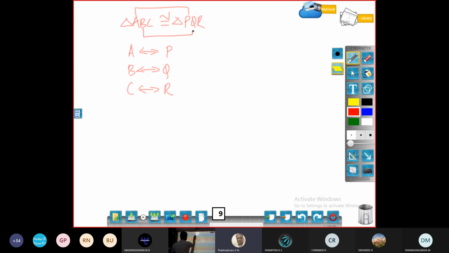The second position should be B and Q only. The third one should be C and R only. So you cannot write triangle ABC congruent to triangle RQP. You cannot write like this. This is wrong. If A corresponds to P, B corresponds to Q, C corresponds to R, you cannot write ABC and PQR as you like. You have to write in the proper order.